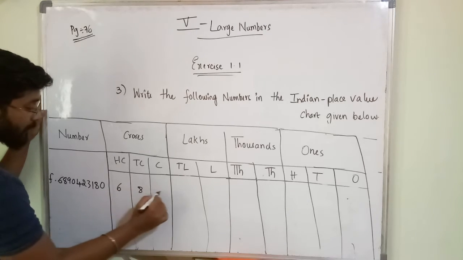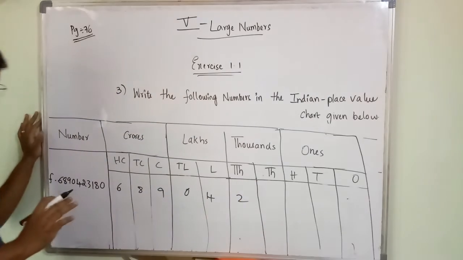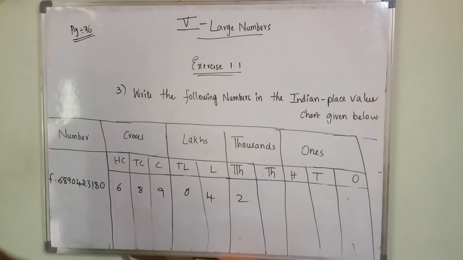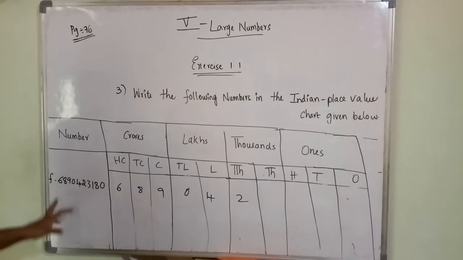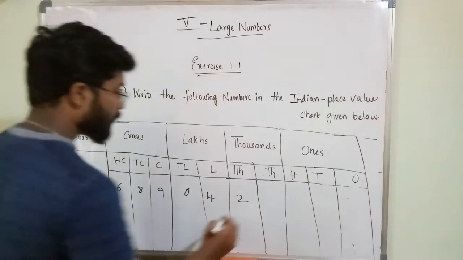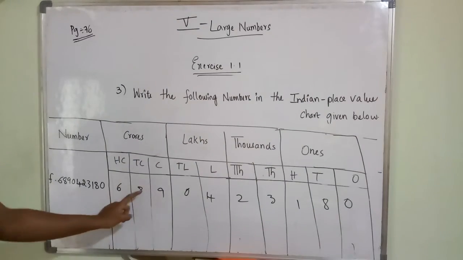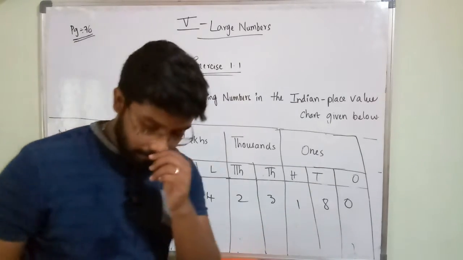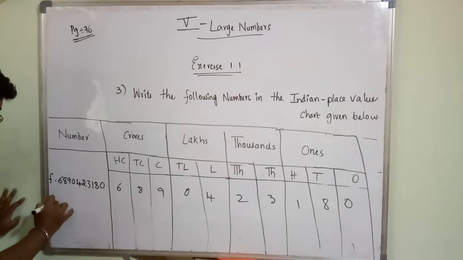6 8 9 0 4 2. Count the number of digits and arrange them from left to right, not right to left. You have to arrange them from left to right. Okay, so from 100 crore to ones place we are having 10 places now. So this is a 10 digit number, fill accordingly. 68904 23180, what is the number name? 689 crores 4 lakhs 23,180 is the number name. Okay.